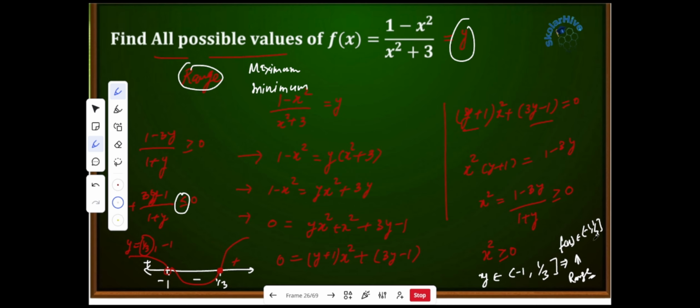From that you can find that the smallest value is nothing but -1, which is not included. It means any number which is bigger than -1. So we can't say which is the minimum value over here, but it is assured that the maximum value is 1 by 3. So the maximum value of this expression is 1 by 3, but the minimum value is very near to -1.